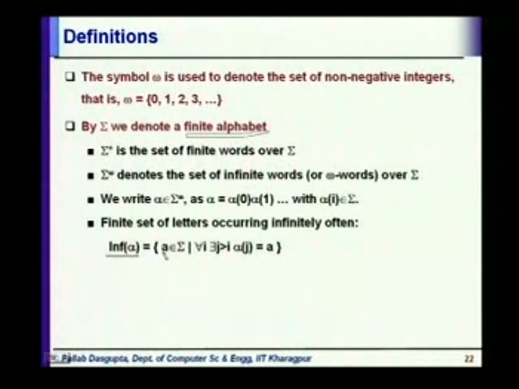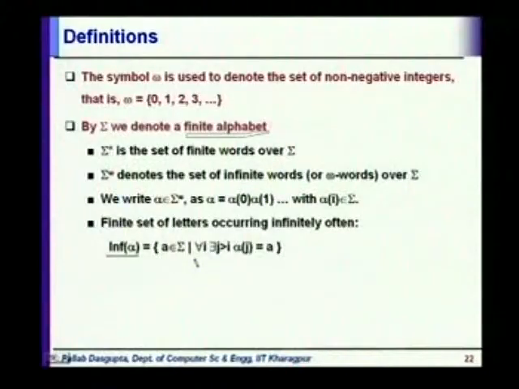So, it is the set of symbols A belonging to sigma such that for all i, there is some j greater than i such that alpha j is A. In other words, wherever you are in this word, there is always another future position in the word where A occurs again. That is another way of saying that A occurs infinitely often. So, there is no last A in the word. Wherever you are in the word, in the future you have another A. So, for all i, there exists some j greater than i such that alpha j is A. Is that clear? So, INF alpha is the set of symbols which occur infinitely often in alpha, and alpha is an infinite word.